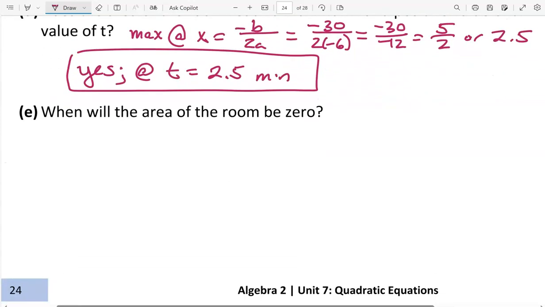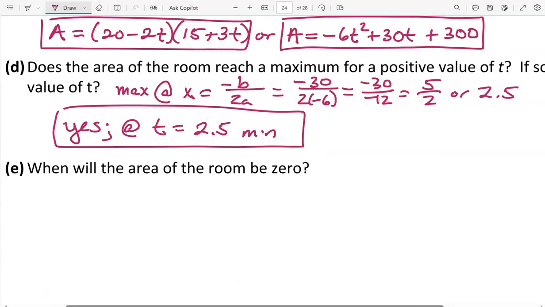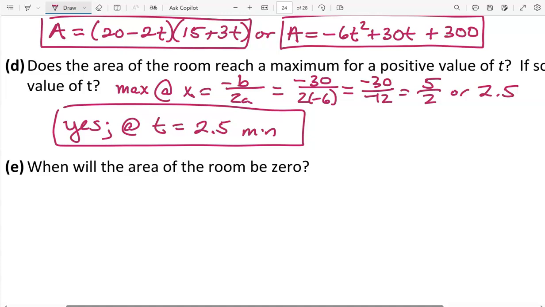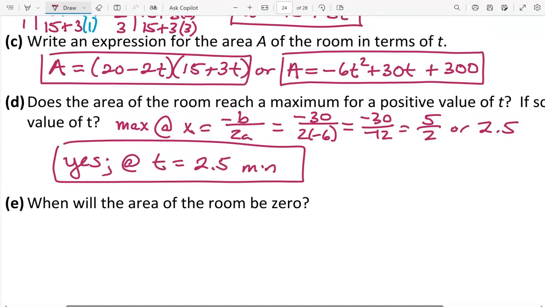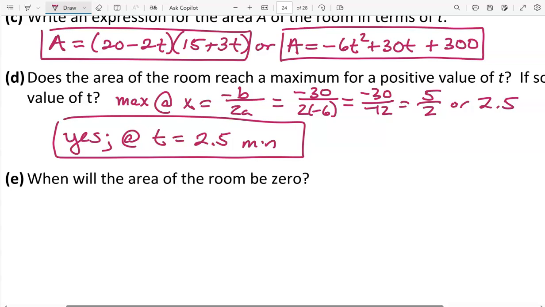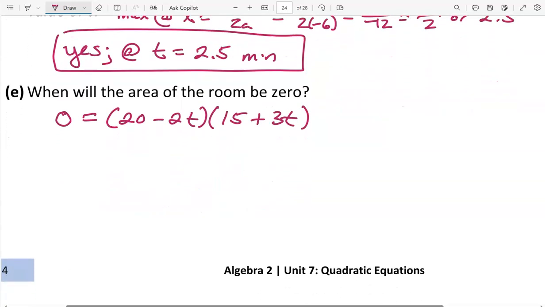The last question asks when the area of the room will be equal to 0. So we can take either one of the equations above in part C and just replace A with 0. I'm going to use the first one that's in factored form because, guess what? If it's already in factored form, most of the work in solving has already been done for me. So the area of the room will be 0 either when 20 minus 2t is equal to 0 or 15 plus 3t is equal to 0.